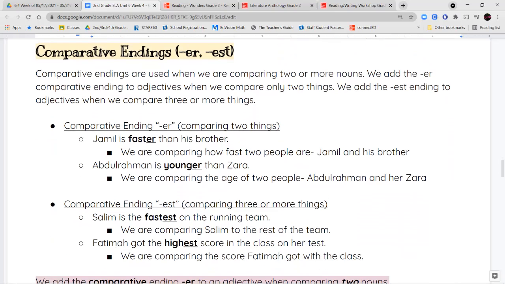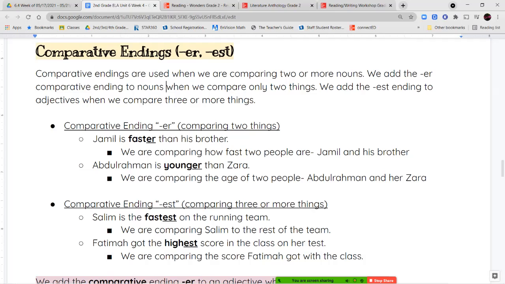Next, we're going to talk about our comparative endings. Comparative endings are used when we want to compare two or more nouns. So we add ER when we're comparing only two nouns, and we add the EST ending when we're comparing three or more nouns.